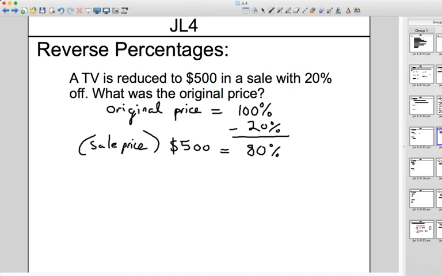So how do I work out, given the sale price, the original price? Well, the way I like teaching this is to find out what 1% is. How do I get from 80% to 1%? I need to divide by 80. But I can't just do it on the right hand side, I've got to do it here as well. So if I divide this by 80, and this is where the calculator comes out, I've got it over here.